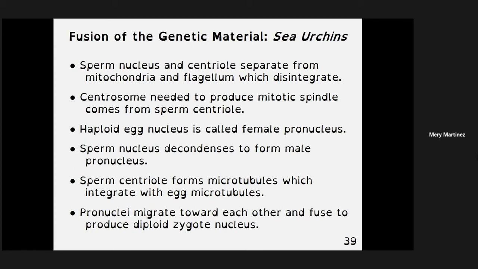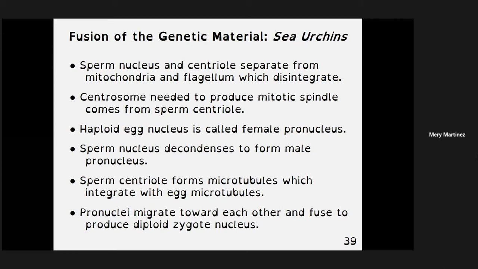So there are few, if any, sperm-derived mitochondria found in the adult organism. It's very, very rare that that happens because most of the mitochondria that is inherited comes from the mother. Okay. The centrosome needs to produce the mitotic spindle, and it comes from the sperm. It doesn't come from the mother, it comes from the male. Now, mice are an exception to this rule. Okay. For the rest of the species, that mitotic spindle comes from the sperm.